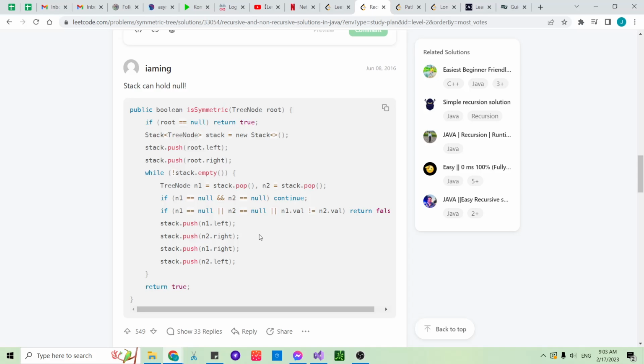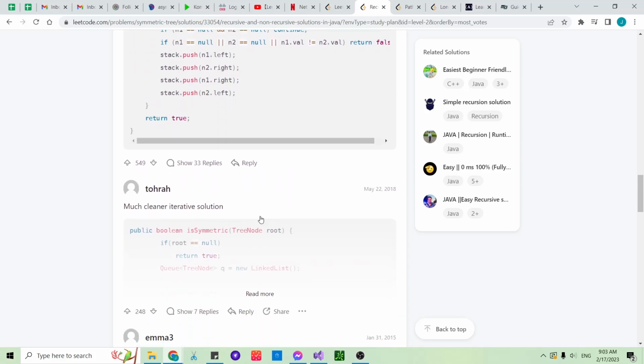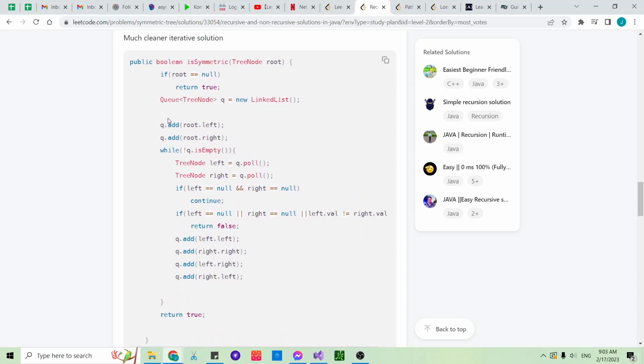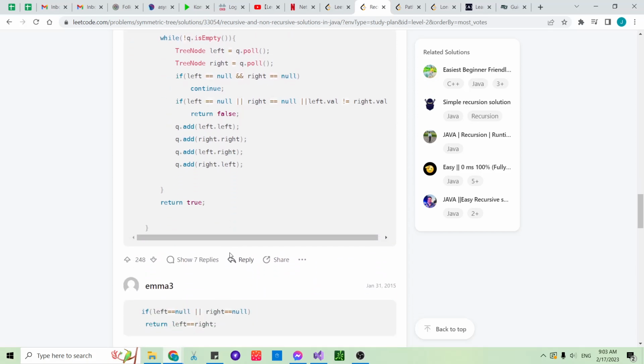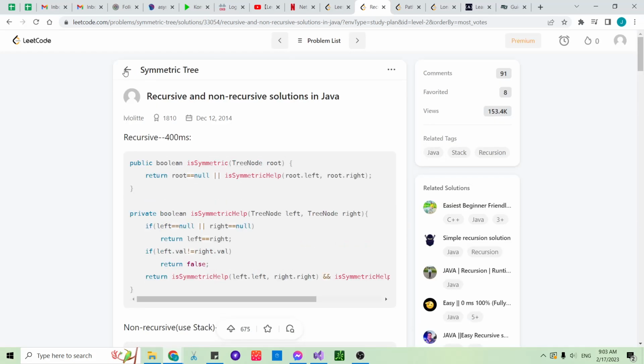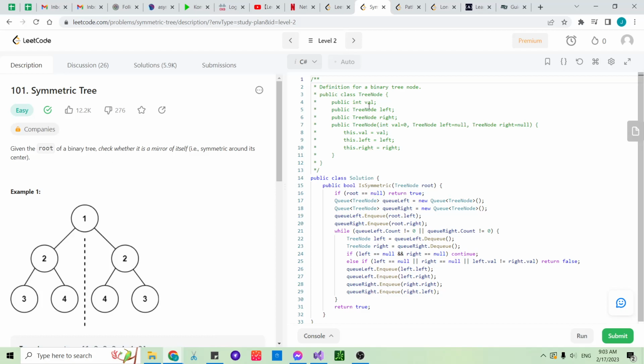Okay, left, right. Okay, there's a queue. Adding a left and right. Okay, exact same idea using a queue. Alright, then I am pretty happy with this one. That will be it for Symmetric Tree. We'll do another one later. Okay. Alright, well, that's it for this one.